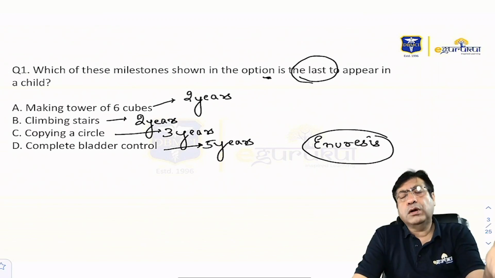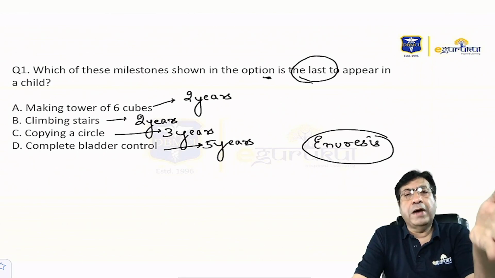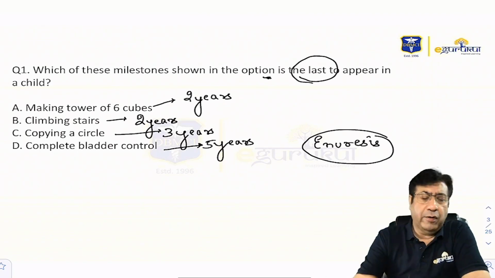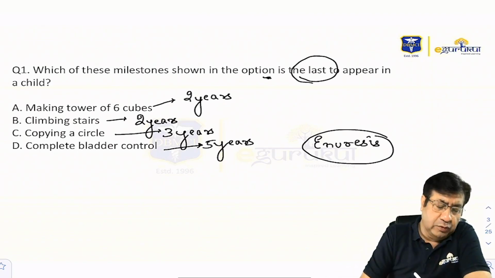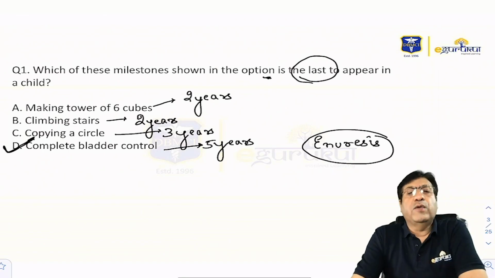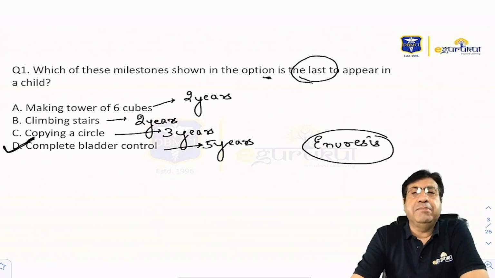So now you have the 4 options in front of you and the age at which these 4 milestones are known to develop. And now it's very easy to tell which of these milestones is the last to appear. So the one which is the last to appear is a complete bladder control, which is achieved in a child at the age of 5 years.